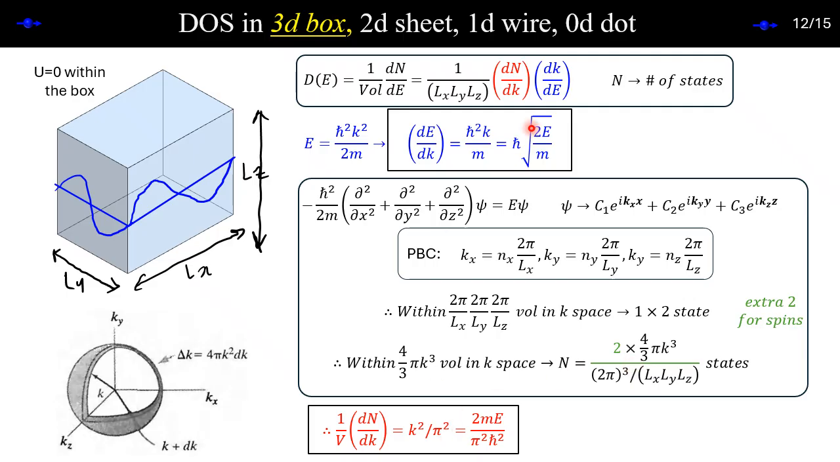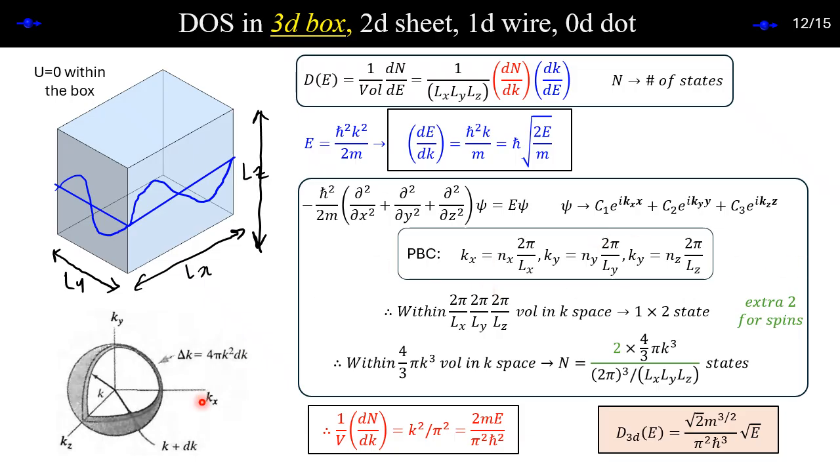Now, we know what is dN by dk, what is dk by dE. If I put these guys together, we get the density of states in 3D. So finally, we get this celebrated expression. This is proportional to square root of E. Because you remember we have bands near the conduction and valence band edge. It is like parabolic and we are interested there for our transport. We don't care whatever is happening outside.